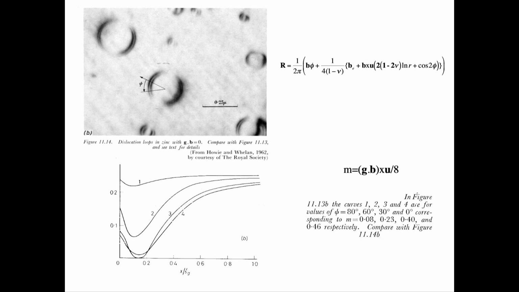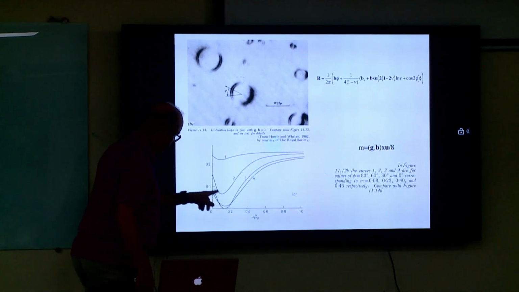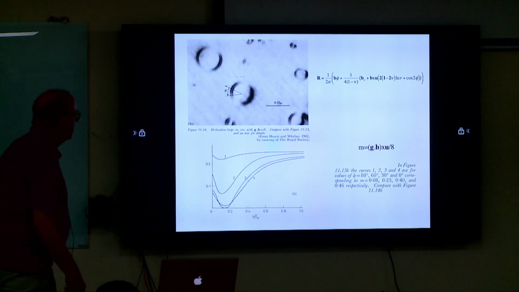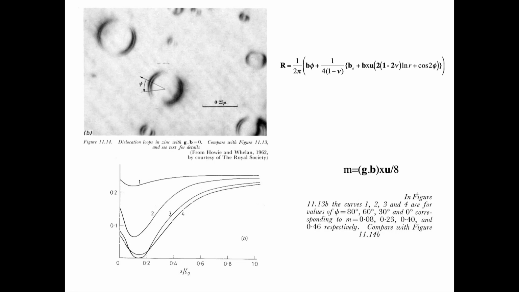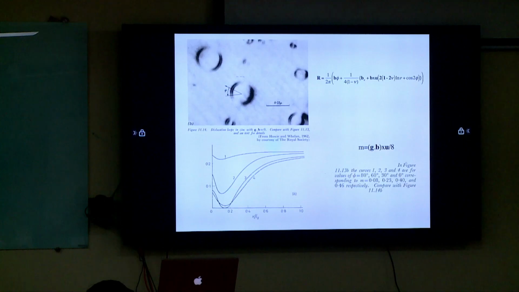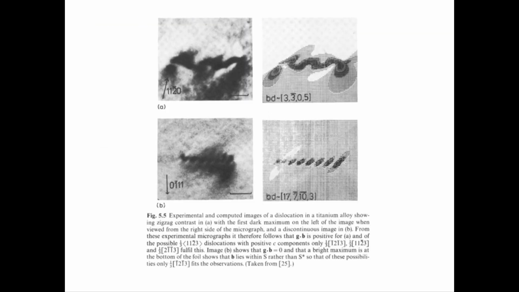Okay, so again, dislocation loops here, and these are the calculations of what these should look like. And of course, if you imagine this is now mirrored on the other side, we're going to have two of these, one over here and one over here. So as soon as you see this image here, you know that G dot B is 0 and G dot B cross U is 0 here and here, but not here. So it's a very characteristic image.